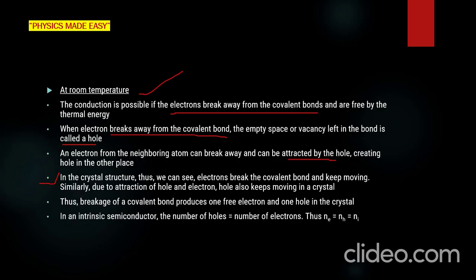In an intrinsic semiconductor, the most important thing is that the number of holes is always equal to the number of electrons. As many holes are created as there are electrons that break their bond. So Ne = NH = Ni. Ne represents the number density of electrons, NH represents the number density of holes, and Ni represents the number density for the intrinsic semiconductor.